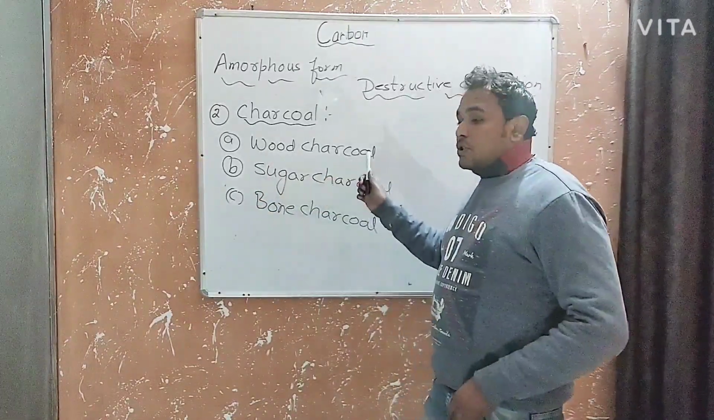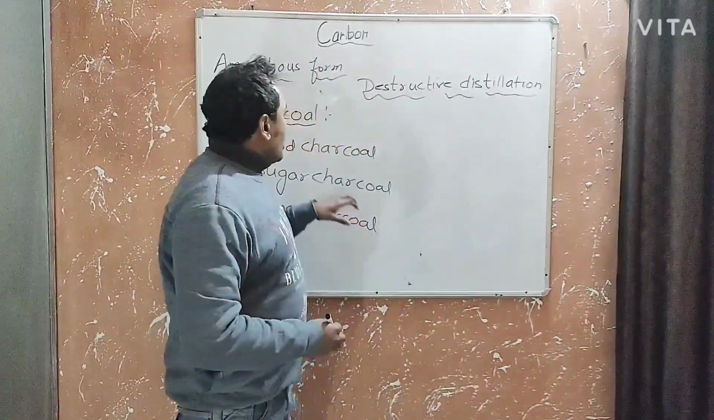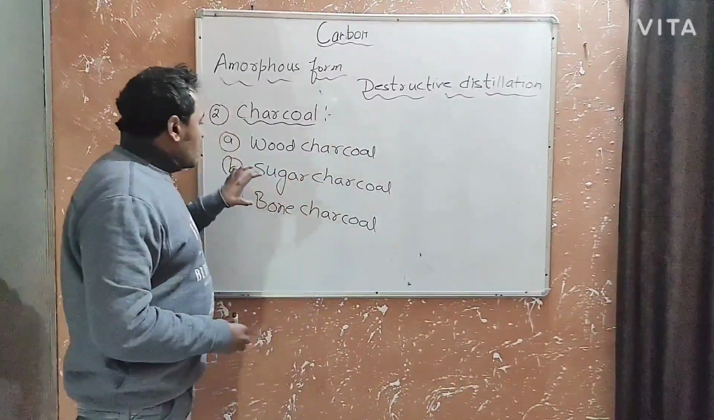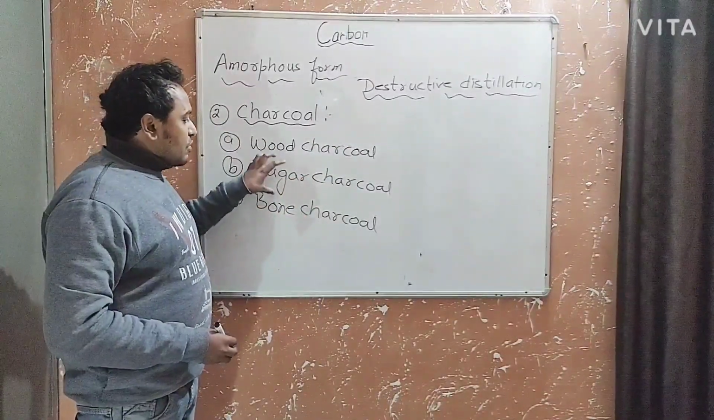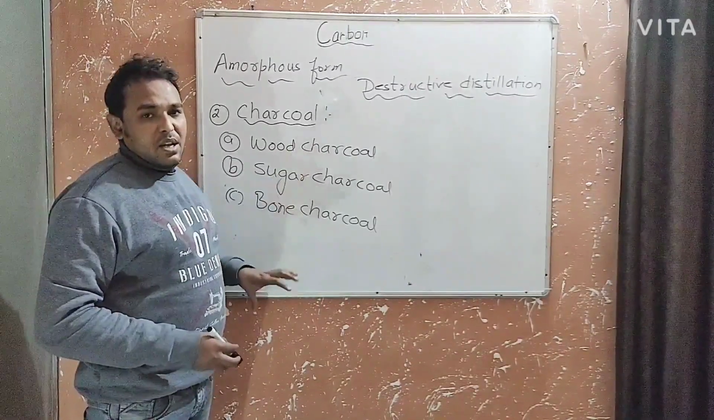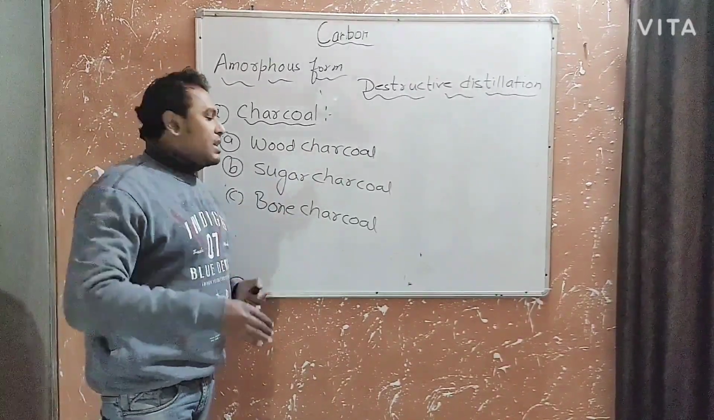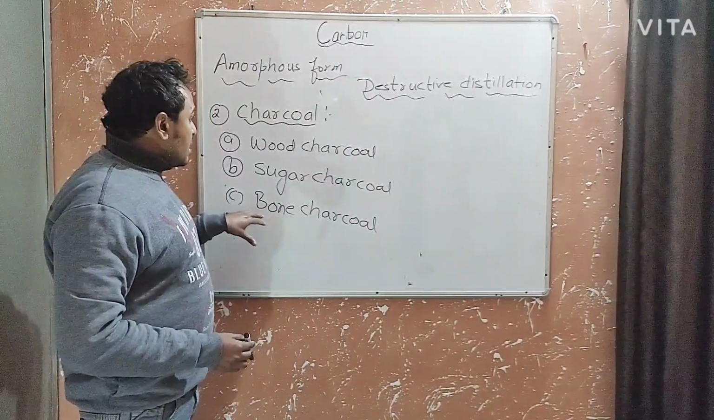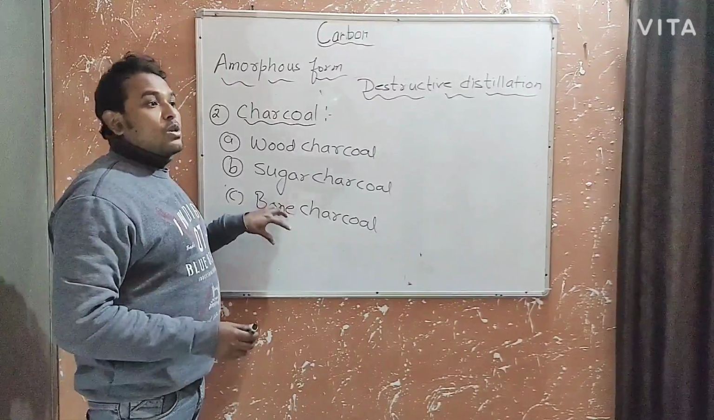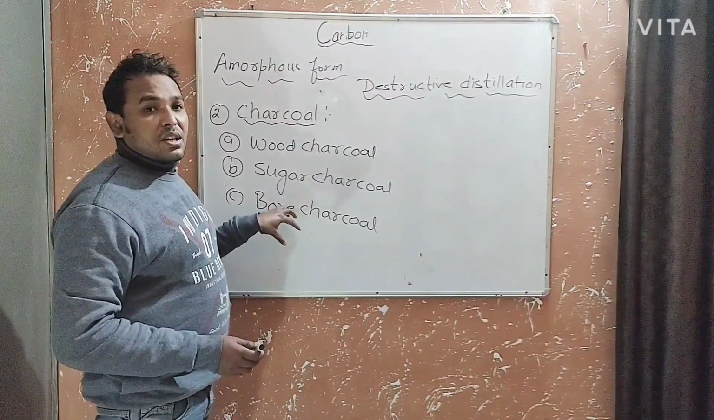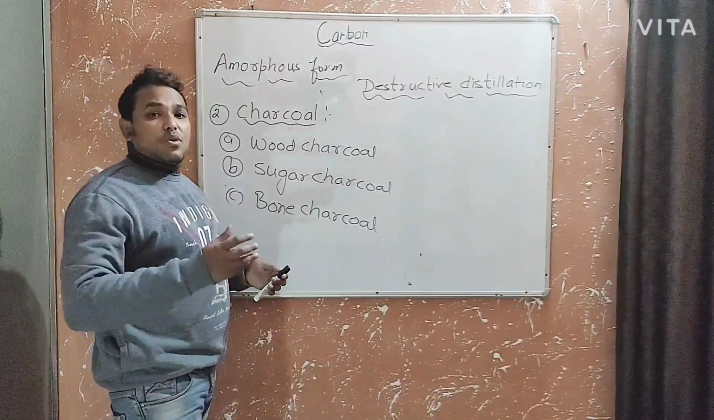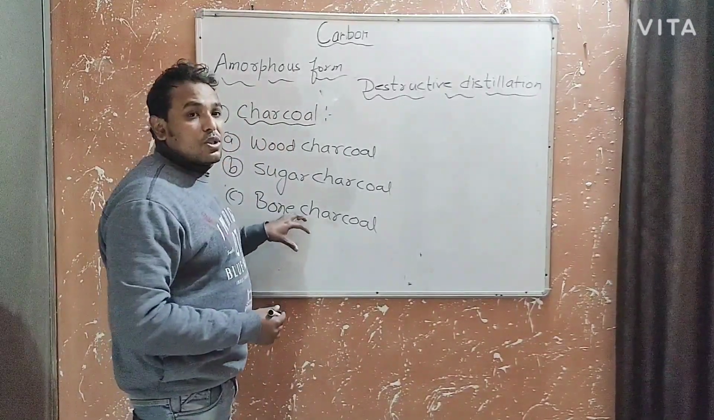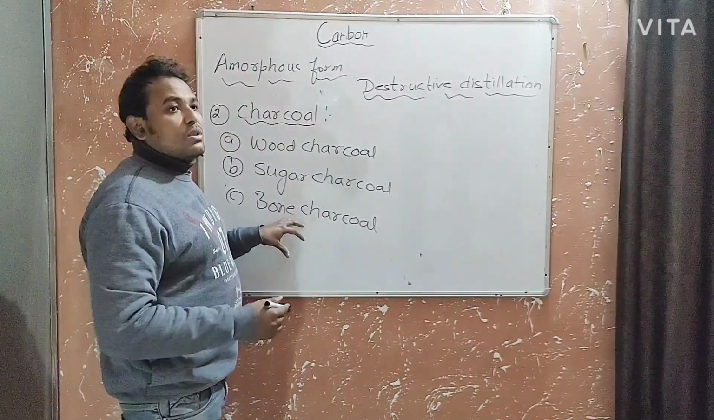How is wood charcoal formed? Wood charcoal is formed by the destructive distillation of wood. When wood is heated in the absence of air, it is converted into wood charcoal. Same thing, how is sugar charcoal formed? Sugar charcoal is also formed by the destructive distillation of sugarcane. When we heat sugarcane in the absence of air, it is converted into sugar charcoal. The third variety of charcoal is bone charcoal. Bone charcoal is also formed by the destructive distillation of bones. When we heat the bones in the absence of air, they are converted into bone charcoal, and all these charcoals are used in different places.